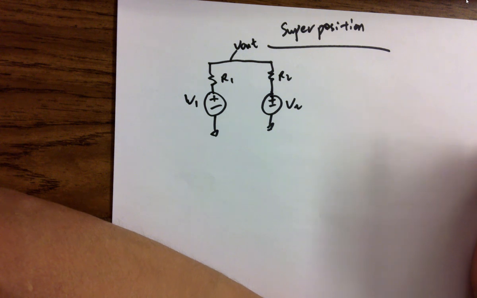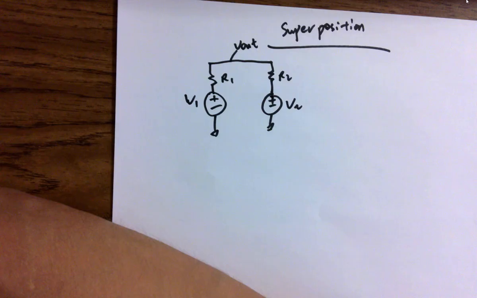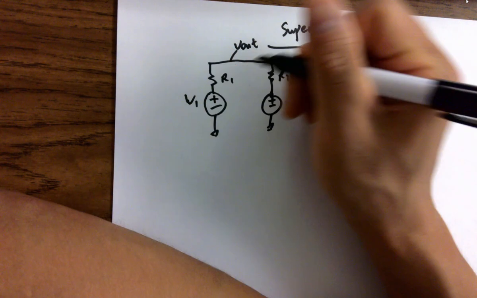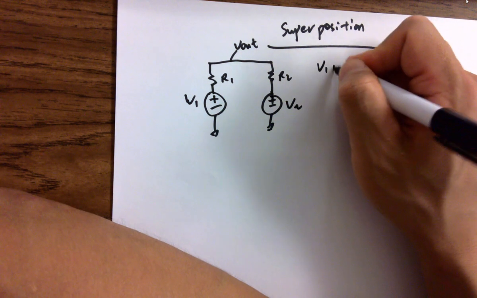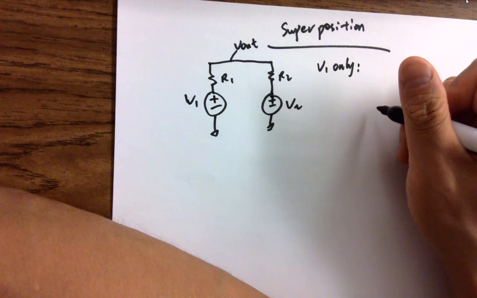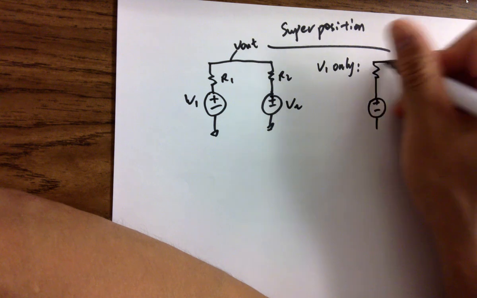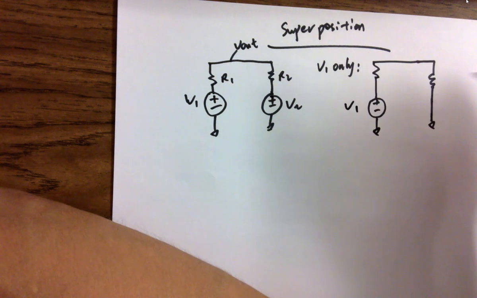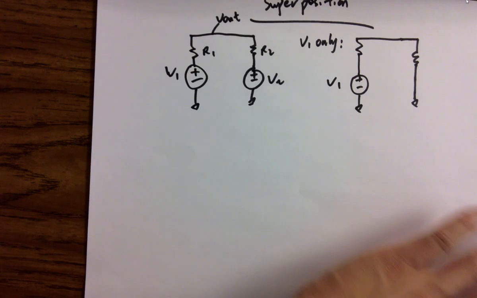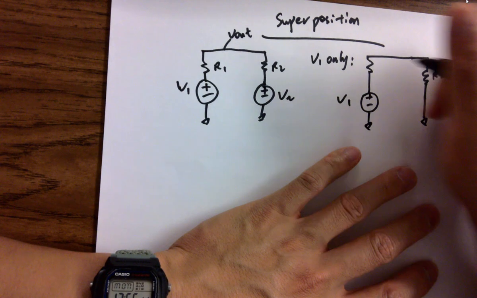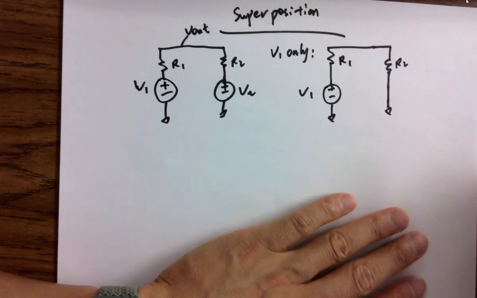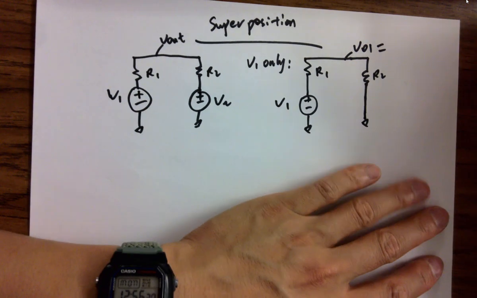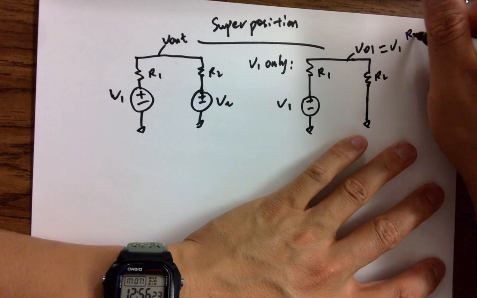Okay, a lot of ways to do it. However, for superposition, we apply one voltage source at a time, and we short the other one. So let's say V1 only. So the circuit becomes this. And the other one gets shorted to ground because that's zero internal resistance for the ideal voltage source. So V1, R1, R2. And this becomes a voltage divider, like what we just did. And you can get VO1 equals V1 times R2 over R1 plus R2.